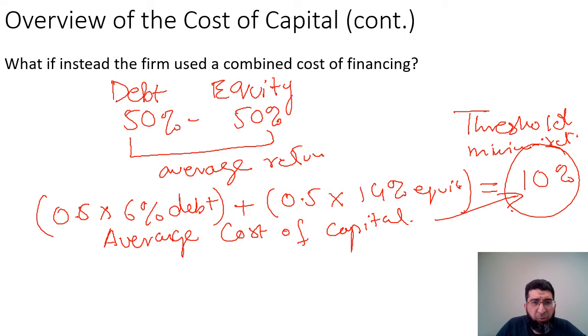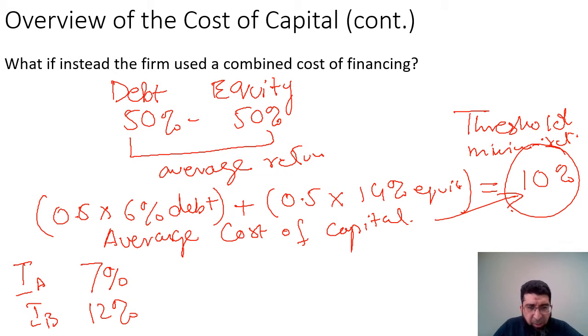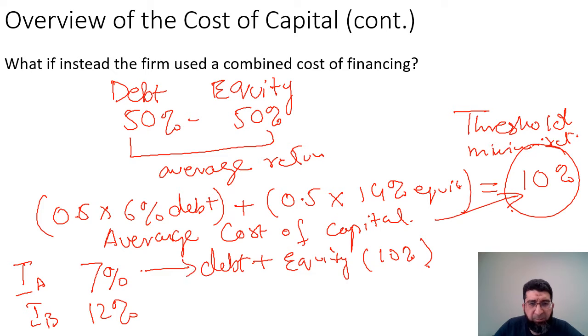So in this case, if you remember from the last slide, we have 7% in case of investment A. So I'll write A, and investment B was offering 12% expected rate of return. Now in investment A, we were choosing 7% at that time because we were benchmarking against only the debt component. But when we combine it with the equity component, our average threshold rate is 10%. So anything greater than 10% should be acceptable. This is not the case with investment A. So we will reject investment A, because 7% is less than 10%.